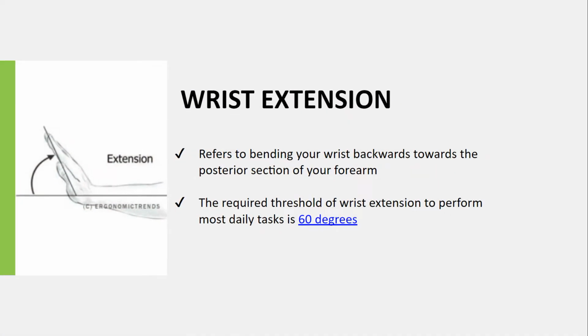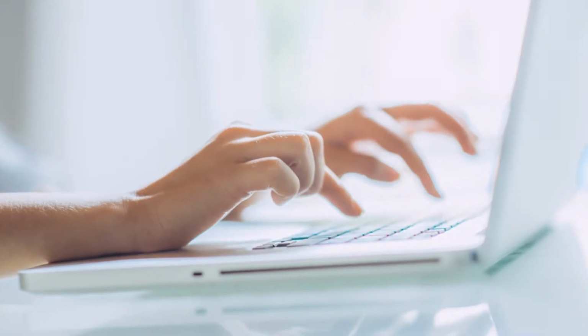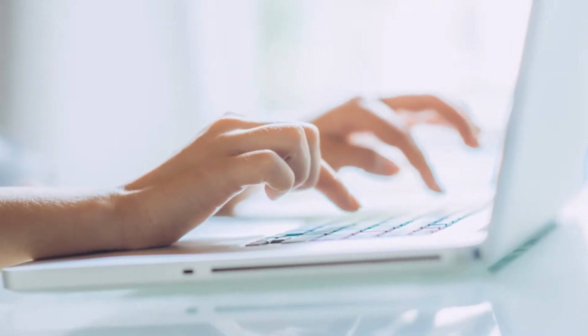Moving along, wrist extension refers to bending your wrist backwards towards the posterior section of your forearm. The required threshold of wrist extension to perform most tasks is found to be 60 degrees. Common tasks that involve wrist extension include combing your hair, typing, and pushing the desk away from you to get up.